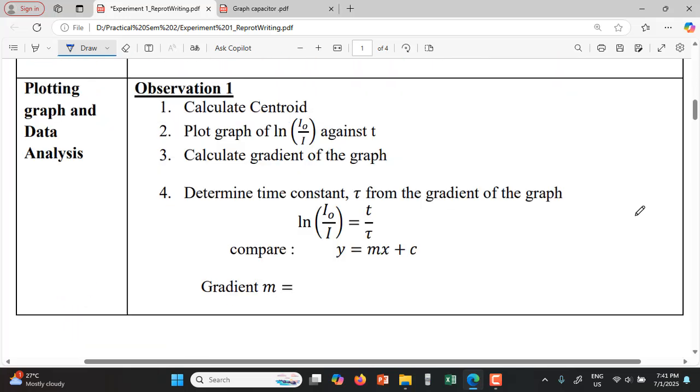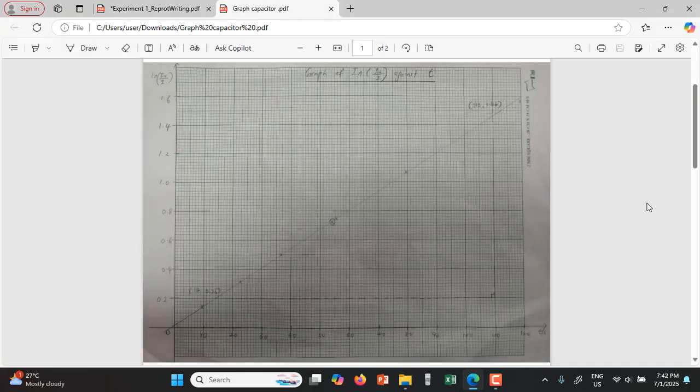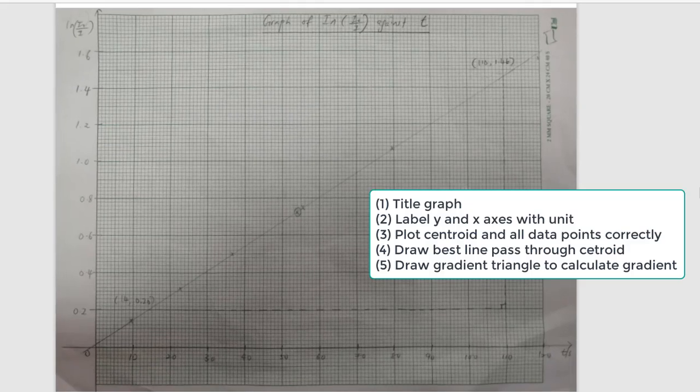You need to calculate the centroid. Then you are going to plot the graph ln I0 over I against T. For the graph plotted, make sure you have the title of the graph. Then you label the y-axis and also the x-axis. Plot the centroid on the graph and make sure all the points are plotted correctly. Then you are going to calculate the gradient of the graph.